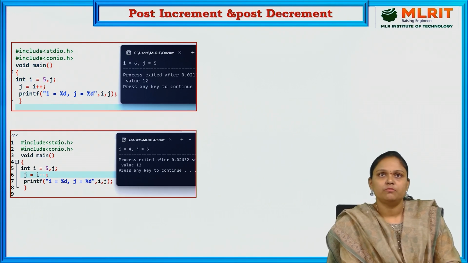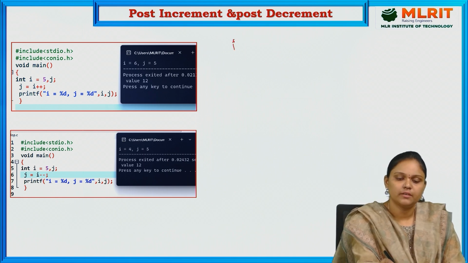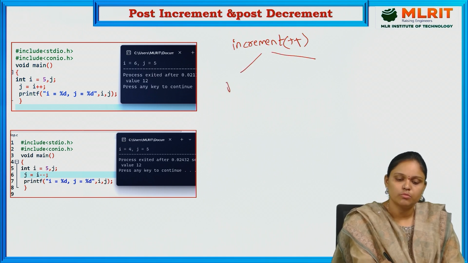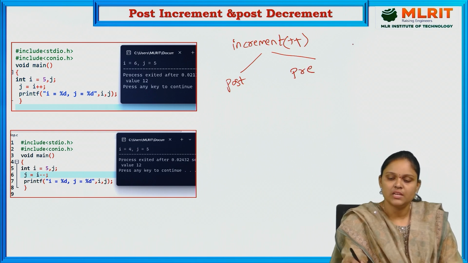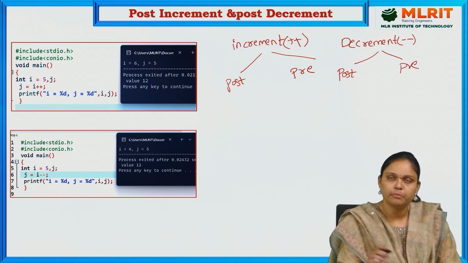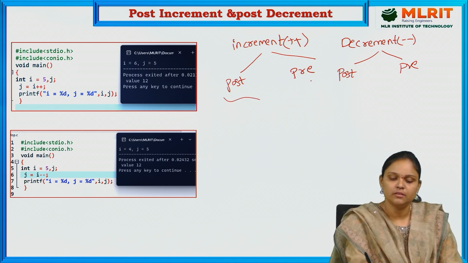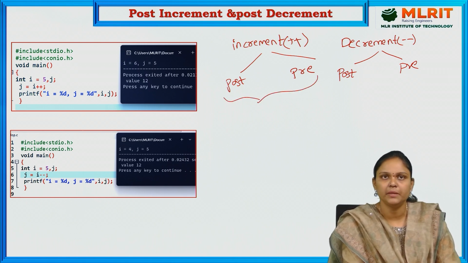So, some examples for post increment and post decrement. The operator for increment is plus plus. This is further divided into two types: one is post increment and the other is pre increment. As well as for decrement, the operator is minus minus. This is also further divided into post decrement and pre decrement. So we'll learn about the difference between the post and pre increment and also post and pre decrement.